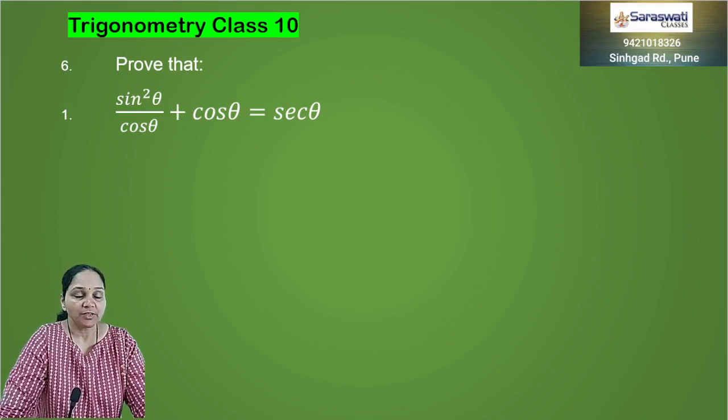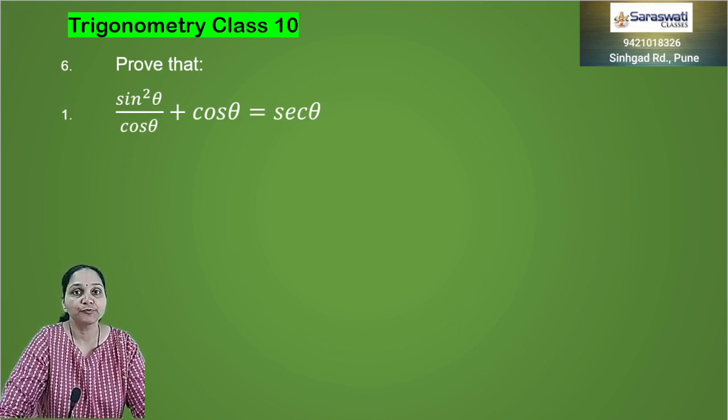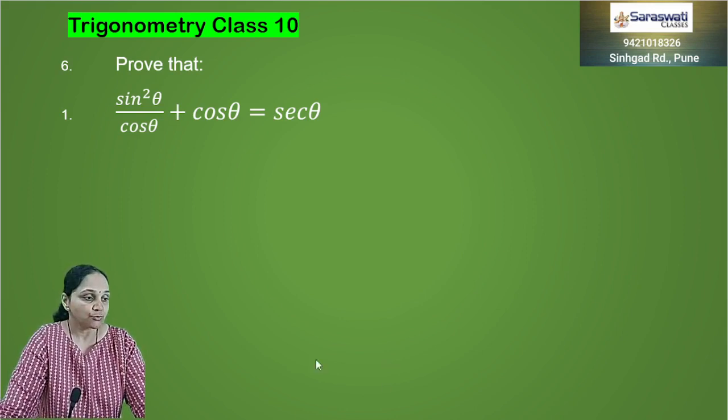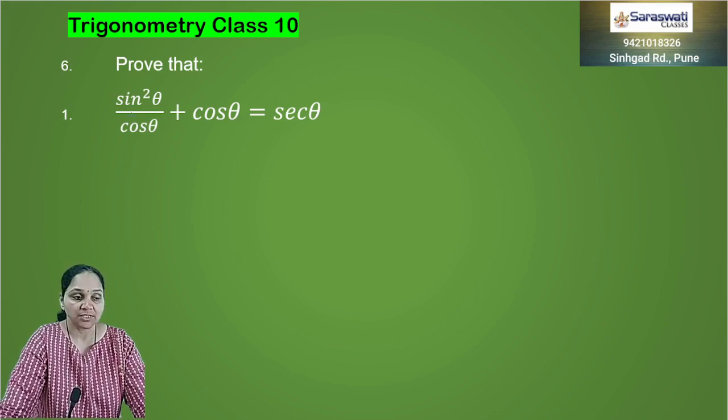Now we are going to solve very important questions from trigonometry, that is, prove the following identities. Okay, so question number 6 from exercise 6.1. First question: prove that sin square theta upon cos theta plus cos theta is equal to sec theta.